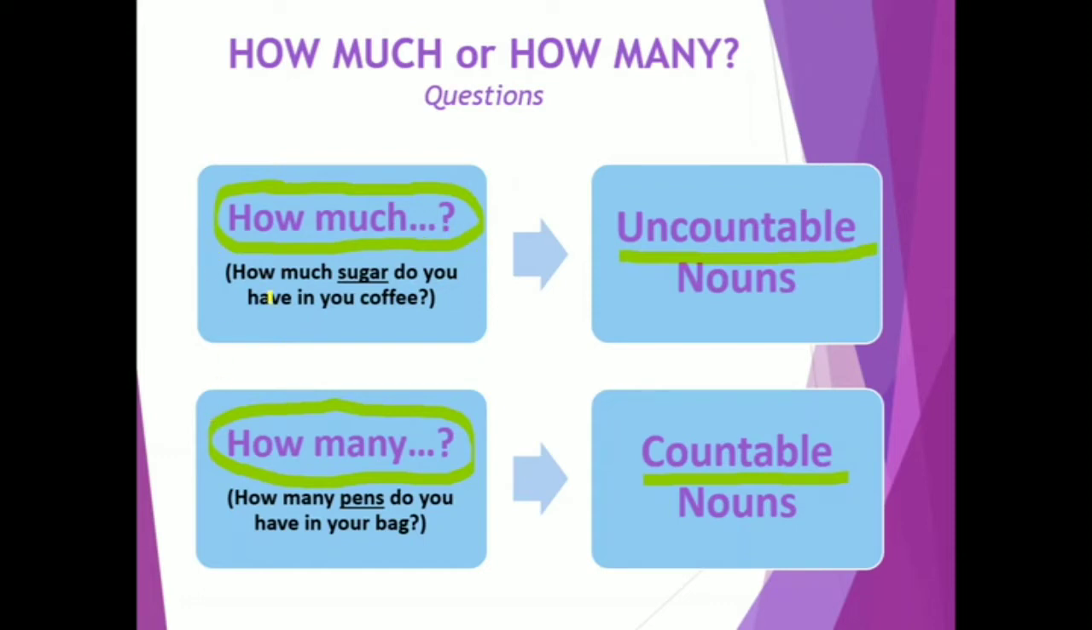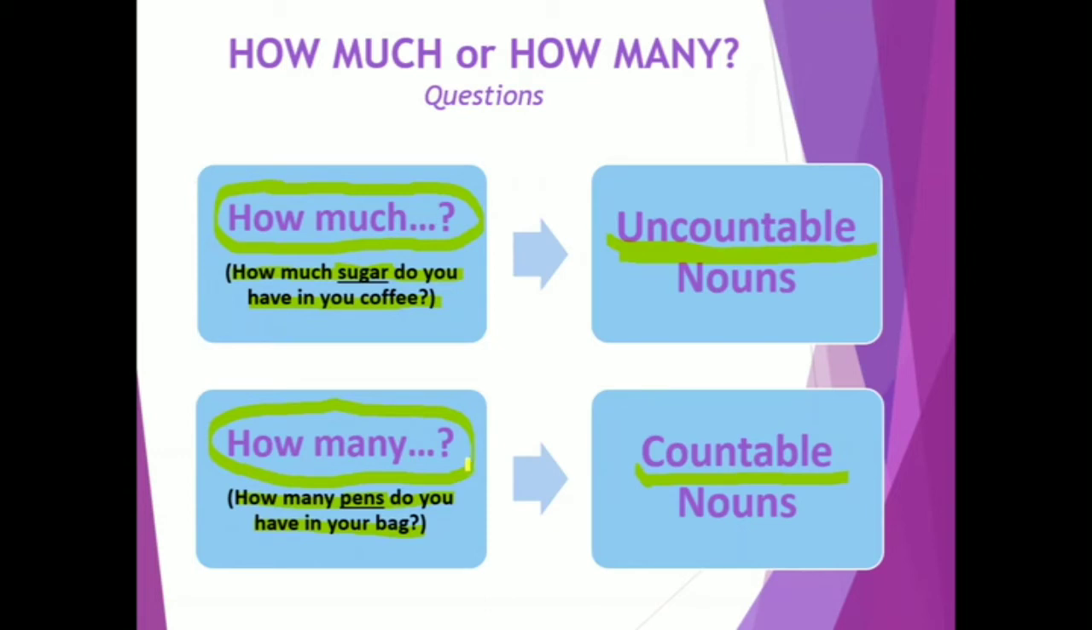right? So here in the example, I have how much sugar do you have in your coffee, right? So here I have sugar. Sugar is an uncountable noun, right? So to know the quantity of sugar, I have to ask how much, right? And below we have how many pens do you have in your bag. Pen, as you can see, it's a countable noun, right? I can say 1 pen, 2 pens. So we need to ask with how many.